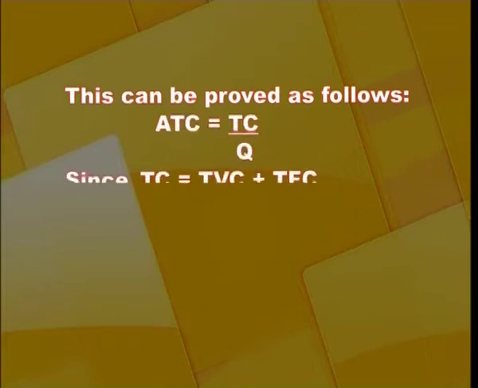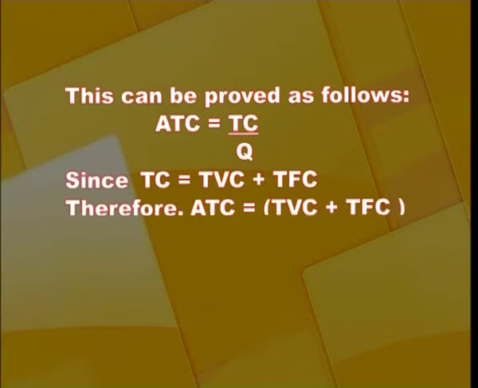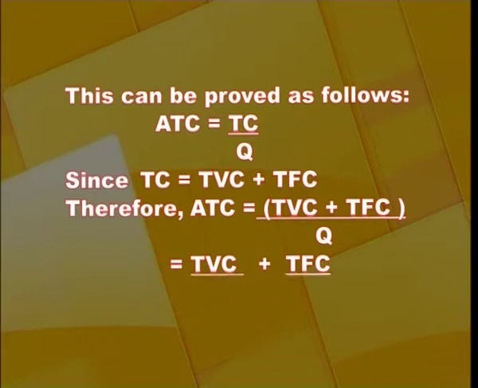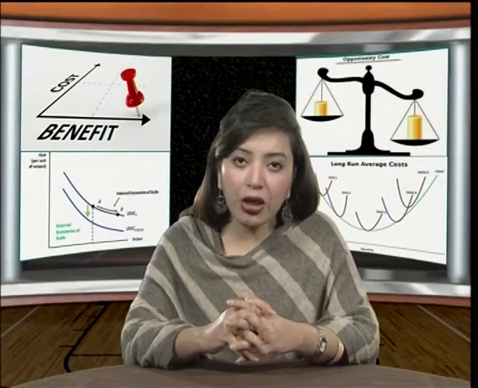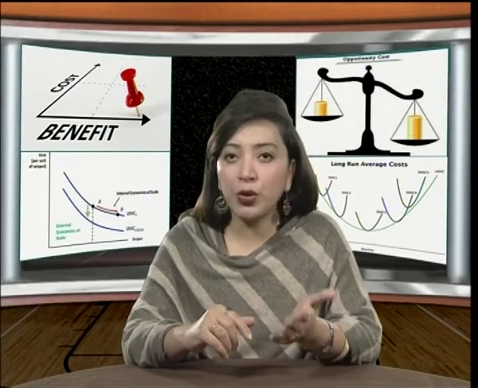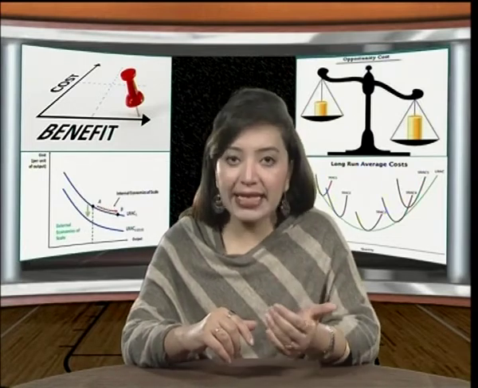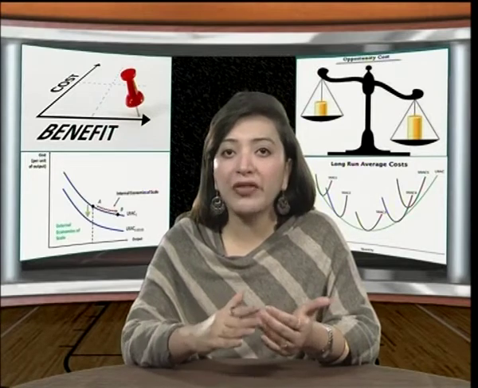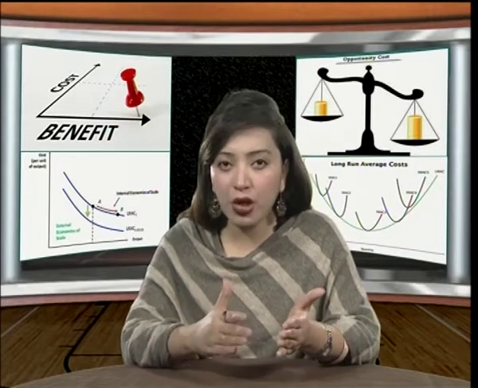This can be proved as follows. ATC is equal to TC by Q. Since TC is equal to TVC plus TFC, therefore, ATC is equal to TVC plus TFC by Q. So, that is equal to TVC by Q plus TFC by Q, which is equal to AVC plus AFC. Average total cost is also known as unit cost, since it is cost per unit of the output produced, as the average total cost is a sum of average variable cost and average fixed cost.